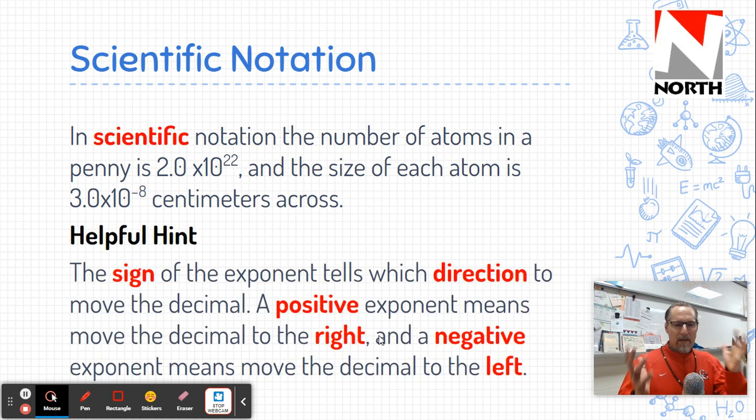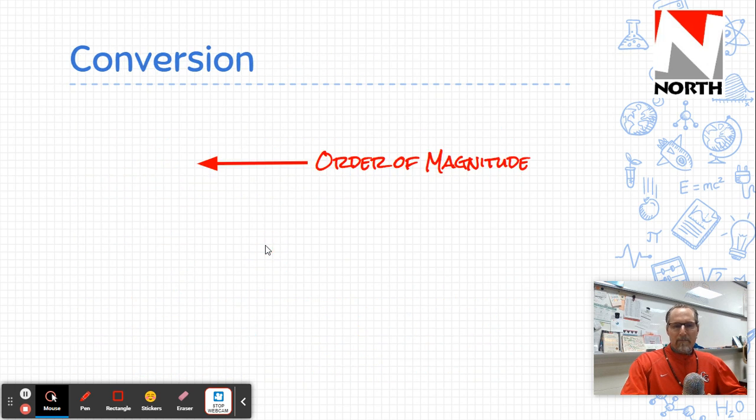A helpful hint here would be to look at the sign of the exponent. That's going to tell me which direction the decimal is going. A positive exponent means that the decimal is going to move to the right, and so that number is going to get bigger. If it's a negative, that means the decimal is going to move to the left, and that means that number is going to be pretty small. So that's just a helpful hint. It will give you an idea of whether it's a really big number or a really small number by just looking at the sign of that exponent.